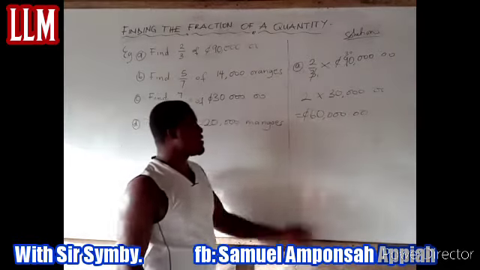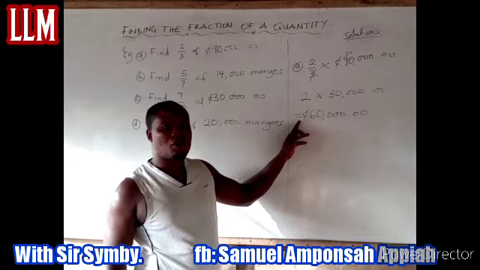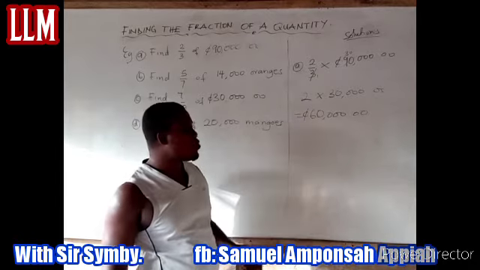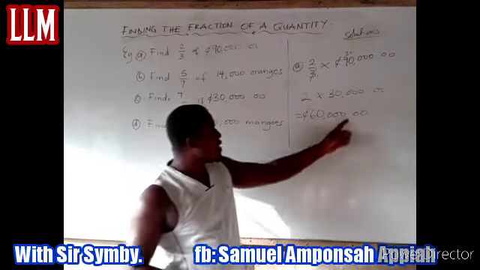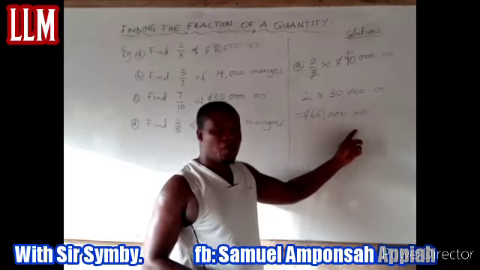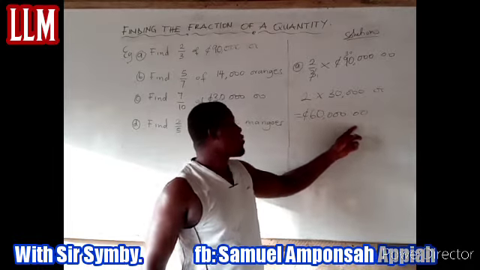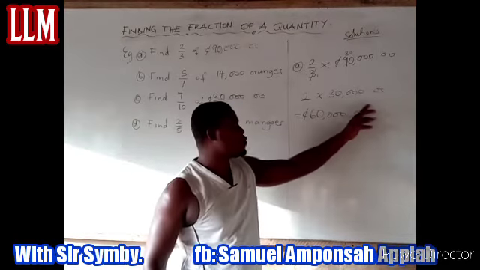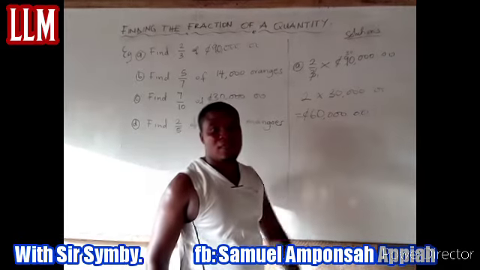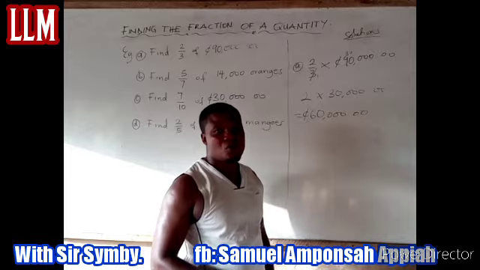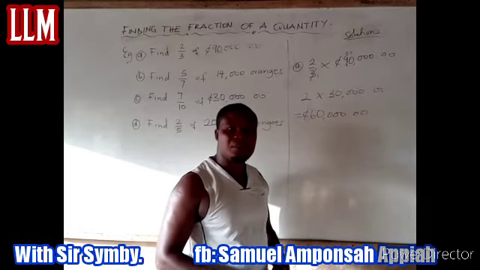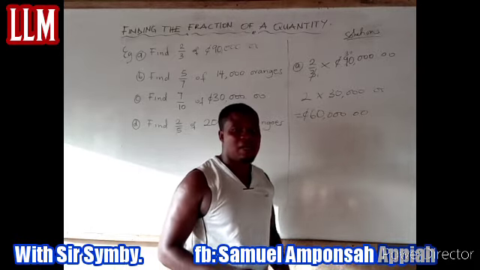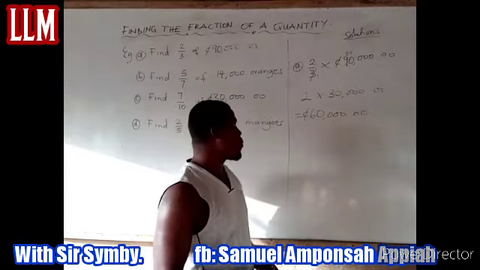Please don't forget to bring your cedi sign because we are dealing with money. And as I told you, the last 2 zeros represent the pesewas. In the question, we were not given any pesewas, and for that matter, we must represent the pesewas column with 2 zeros to show that there isn't any pesewas attached to the number or the amount given.